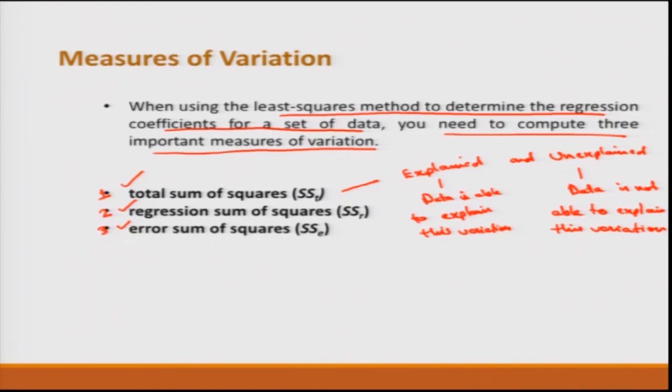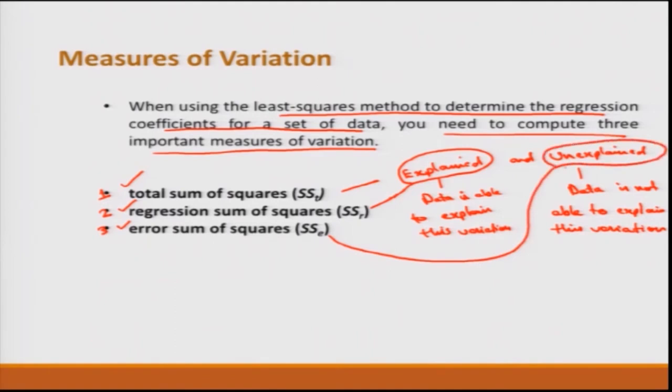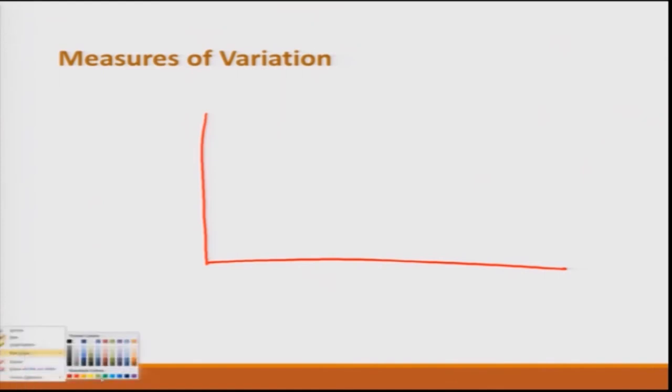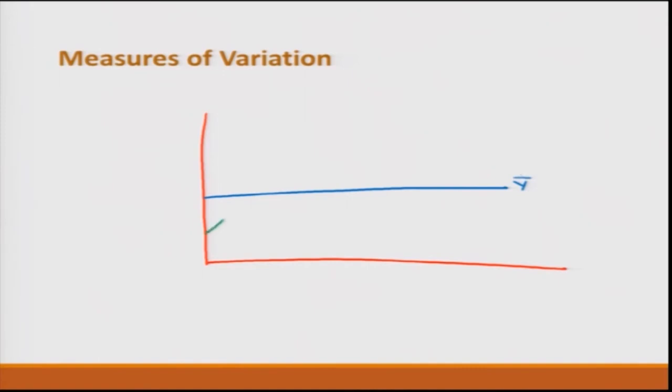So this explained variation is called regression sum of squares. This is the regression sum of squares here, and the unexplained variation is called error sum of squares. So we can say that SS total is equal to the sum of the regression and error sum of squares. If I try to plot this on a graph, we can see that we have the average value y bar here, and our model is like this.